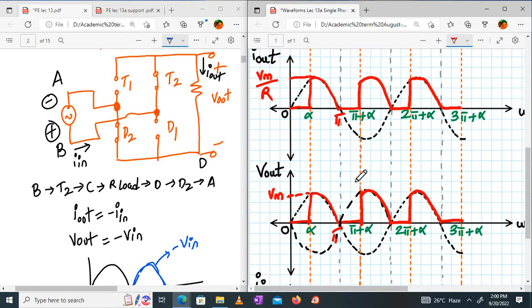Okay. So from alpha to pi, which SCR is on? T1 and D1 is on. From pi plus alpha to 2 pi plus alpha, what all things are on? T2 and D2, and again the cycle will repeat. T1, D1. So this is how it operates, semi-converter. Any doubts in this? Please note down the waveforms fast.